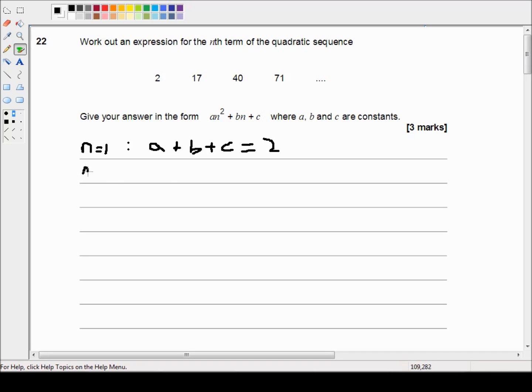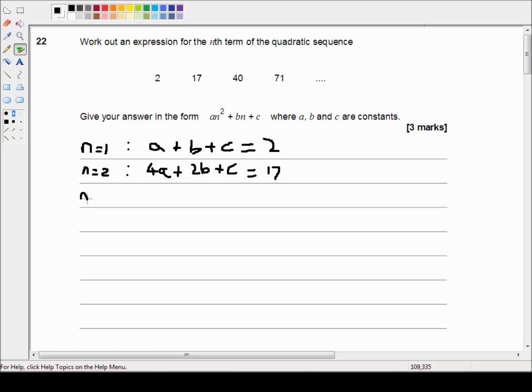And let's set n equals 2. Okay, so a times 2 squared, well, 2 squared is 4, so 4a plus b times n when n equals 2, so that's 2b, and c is a constant, is equal to the second term in the quadratic sequence, which is 17.